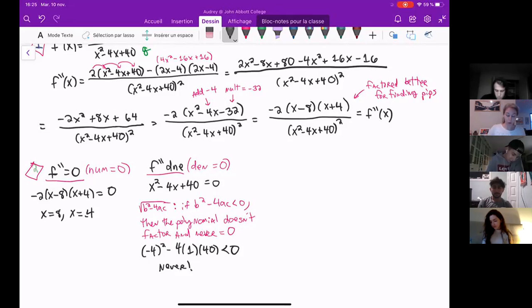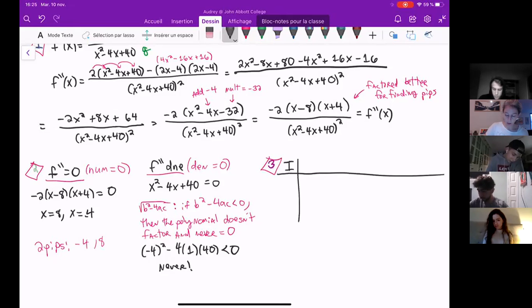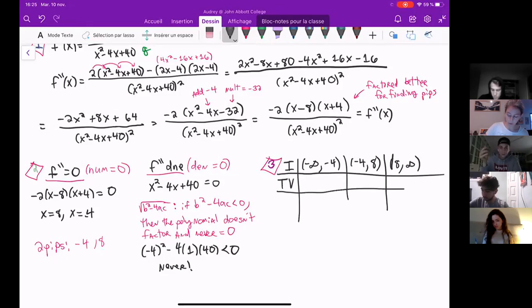Okay. So here I ended up with 2 PIPs. They are -4 and 8, which means in my step 3, we're going to create our intervals using those values. So I'm going to have -∞ to -4, -4 to 8, and 8 to infinity. And then I'm going to pick a test value on each interval. I'm going to find the sign of f double prime on those intervals. And I'm going to conclude things about f.